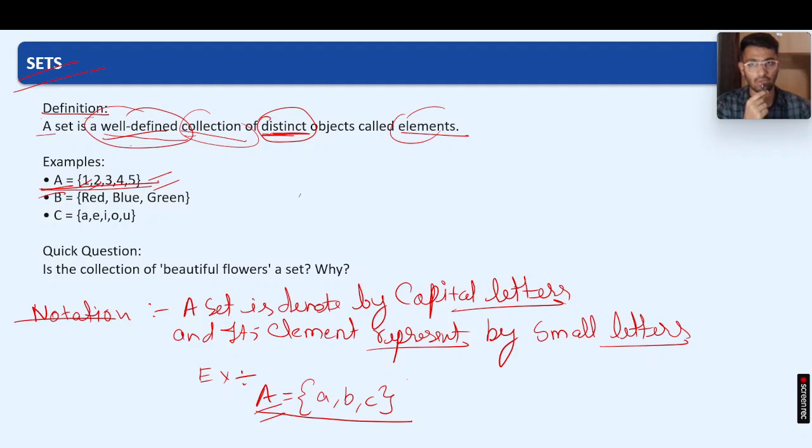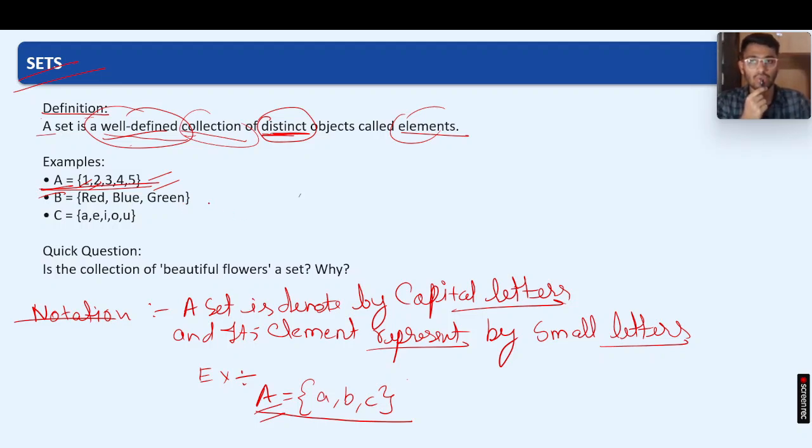It is a set because it is well defined. So when we say it is well defined, we can say that these are the elements, with the help of the definition. Are you getting it? Okay, I will take a contrast example.